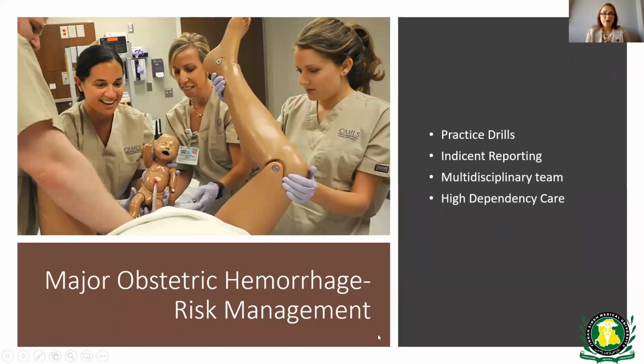Okay, so what about the risk management? Major obstetric hemorrhage is part and parcel of your risk management in the labor and delivery suite. Do practice drills. We do it every 3 months in our labor room or upon arrival of any new staff. Incident reporting. So any major obstetric hemorrhage is notifiable to your hospital quality department. You need to write an incident report, and you need to report any delays.